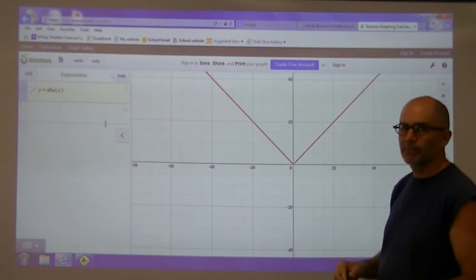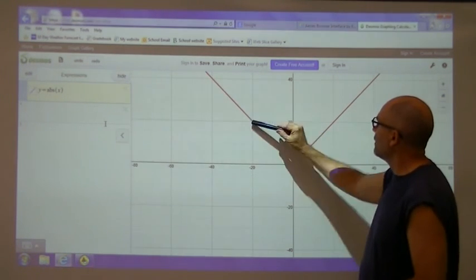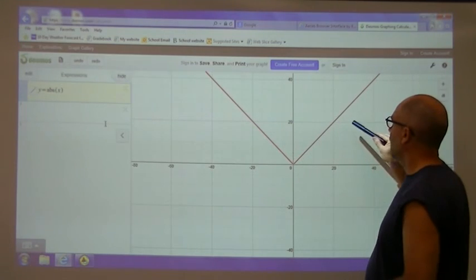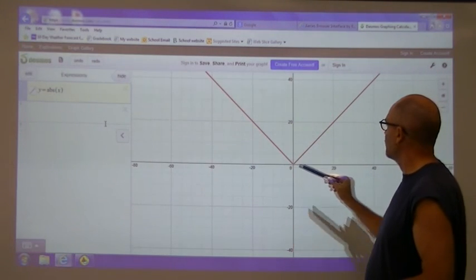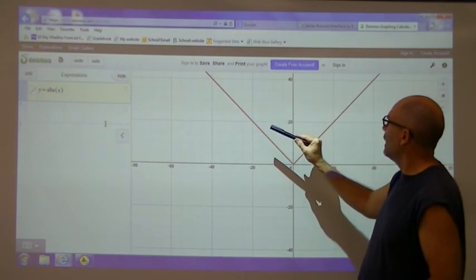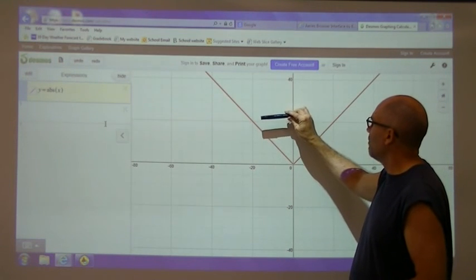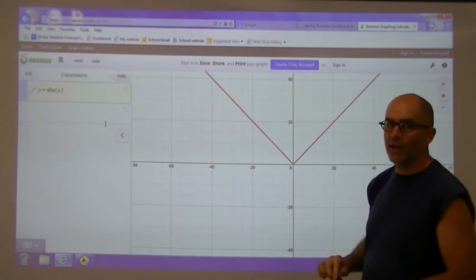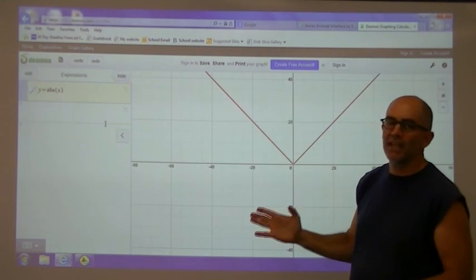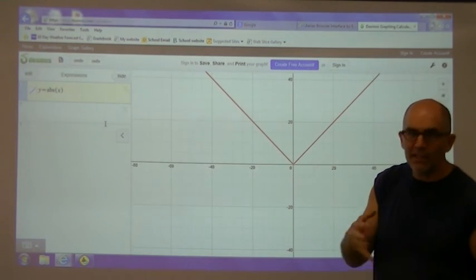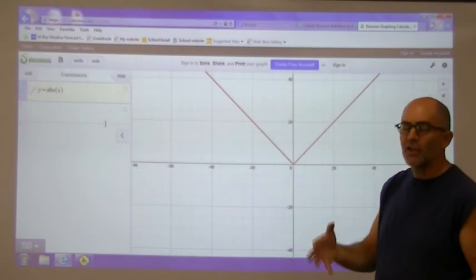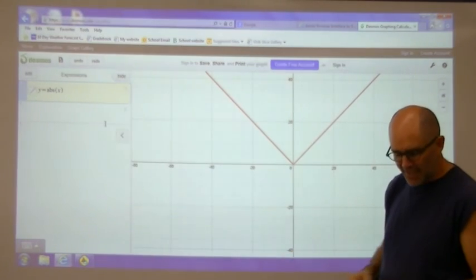Now, if I make this an interval from, say, negative 20 to 20, then the absolute max will be the endpoint. Whatever the endpoint is will be my absolute max, because there is no relative max here, so the endpoint is the absolute max.